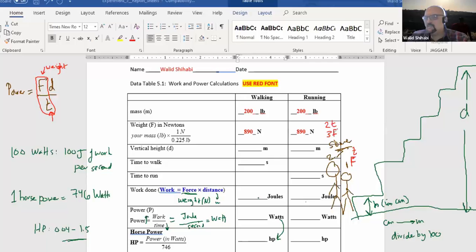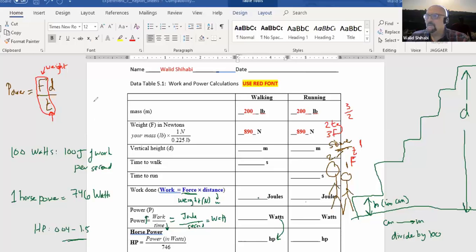Now, since person 2 has 3 times the weight, this means the weight offsets the time. So it's 3 over 2 compared to 1 over 1. 3 over 2 is bigger than 1, right? So the ratio of force to time is what will determine which person will have bigger power. The force divided by the time.